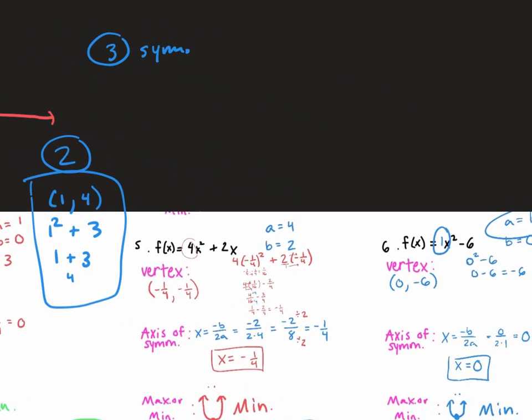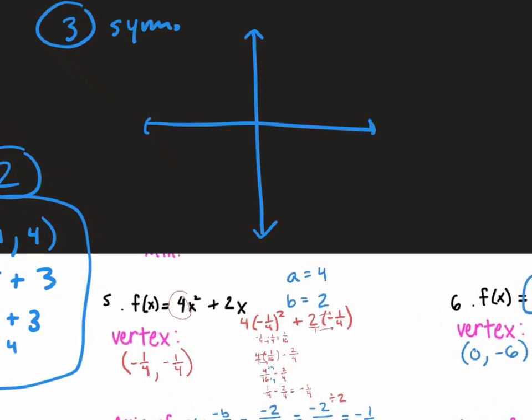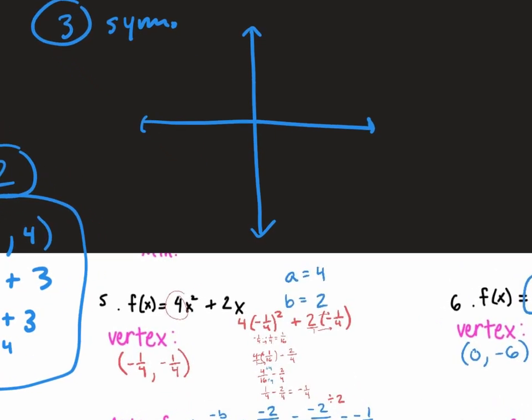All right, so let's graph number 5. What are we going to put on our graph first? The vertex. So here we have fractions, negative 1/4, and negative 1/4. So we're going to go to the left 1/4 and down 1/4. About there. All right, what's next?